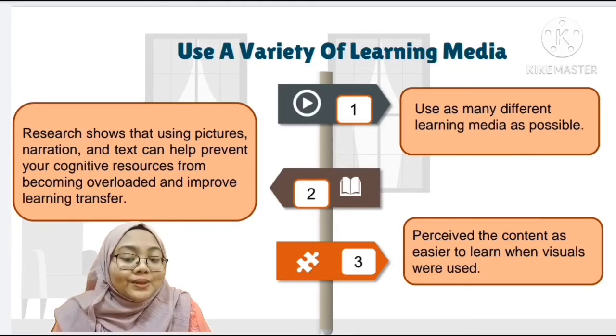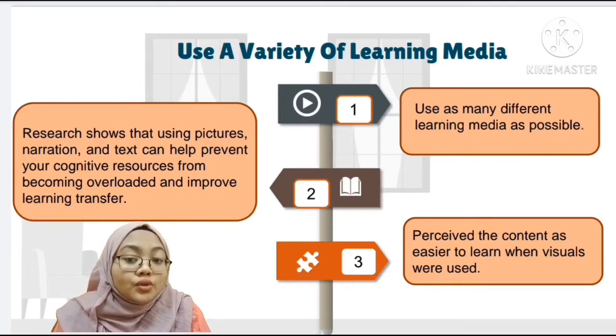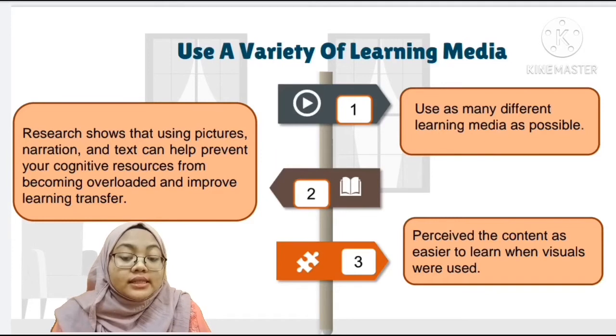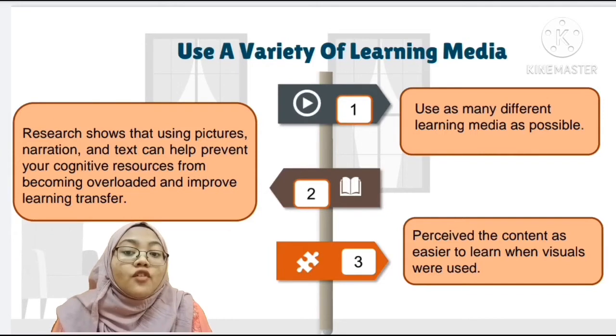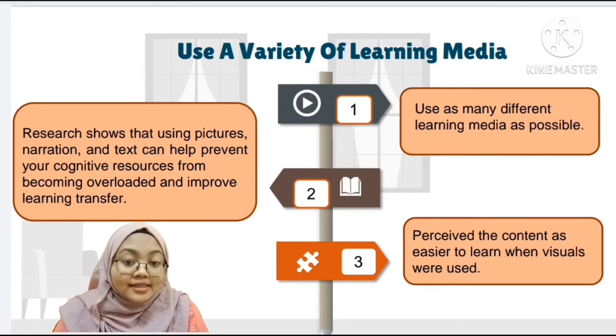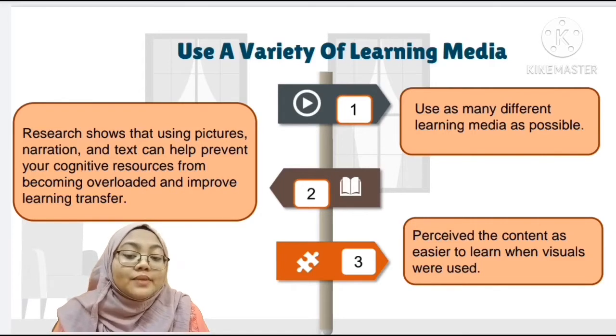So you know, there is a research related to this point actually, where the research shows that when you use picture, narration and text, it actually prevents your students' cognitive resource from becoming overloaded. What this means here is you actually decrease their stress level in the class. They cannot easily be bored in your class and will enjoy it more and find it attractive. Okay, and it actually improves the learning transfer.